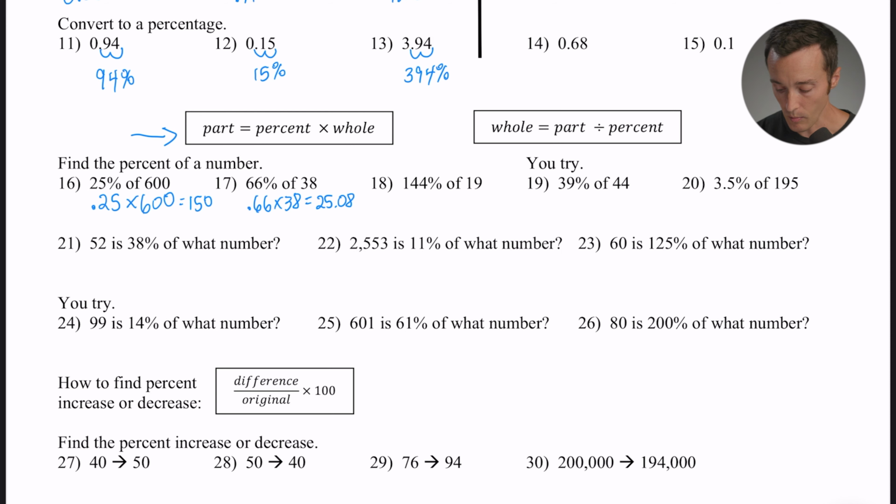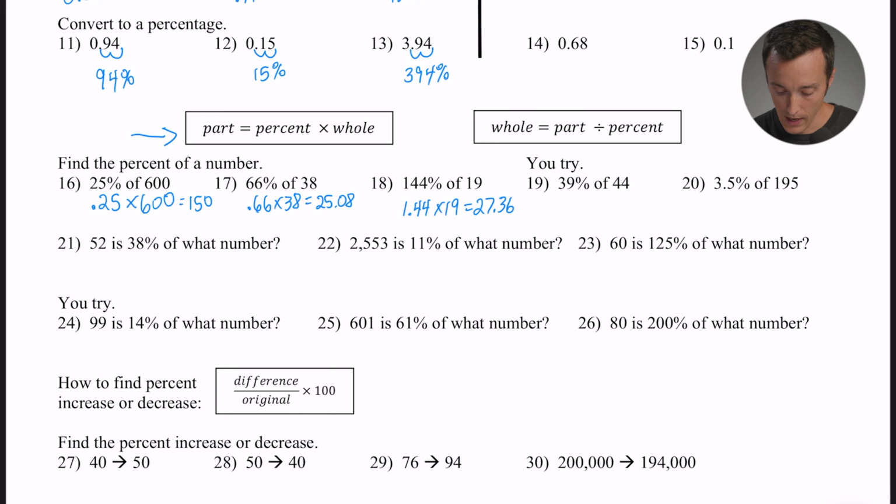Okay, what about one like number 18, 144% of 19? Same thing, just take the decimal form of 144%, which would be 1.44, and multiply that times 19. And that comes out to 27.36. So if they want you to find the percentage of a number, just write down that percent as a decimal and multiply it by the whole number. That's what you're going to need to solve numbers 19 and 20. So go ahead and pause the video and try those.